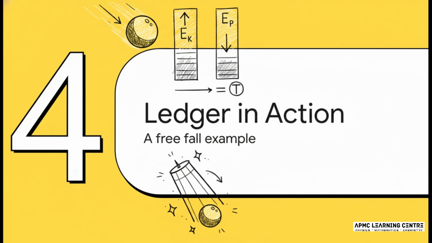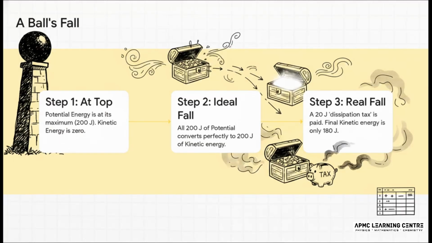Okay, time to put all this together. Let's step into the role of accountant for a simple object in free fall, and watch this ledger balance itself out in real time. So let's just follow the numbers here. At the very top, we've got a 2-kilogram ball, 10 meters up. Its potential energy account is maxed out, holding 200 joules. Now, in a perfect vacuum, as it falls, every single one of those joules would transfer over to the kinetic account for a total of 200 joules of motion energy right before it hits the ground.